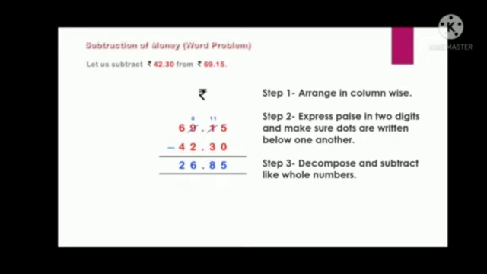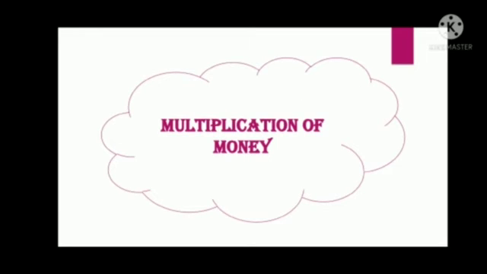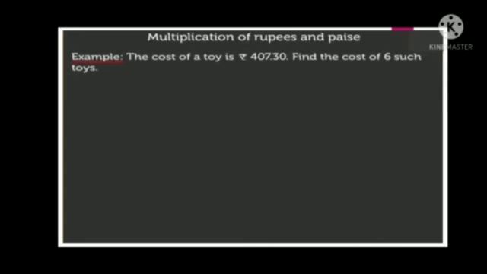I hope you have understood addition and subtraction of money. Now let's talk about the multiplication of money. How can we multiply the numbers of rupees and paise? Let's see with some example. The cost of a toy is rupees 407.30. So find the cost of 6 such toys.